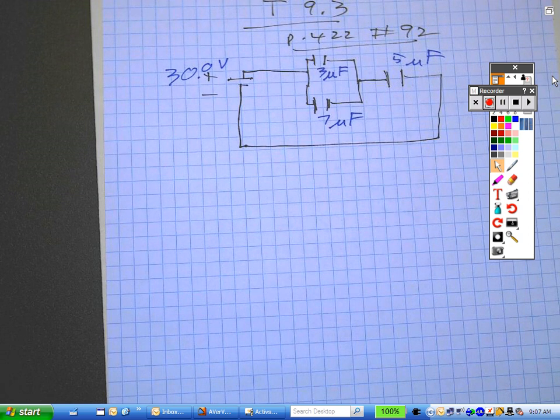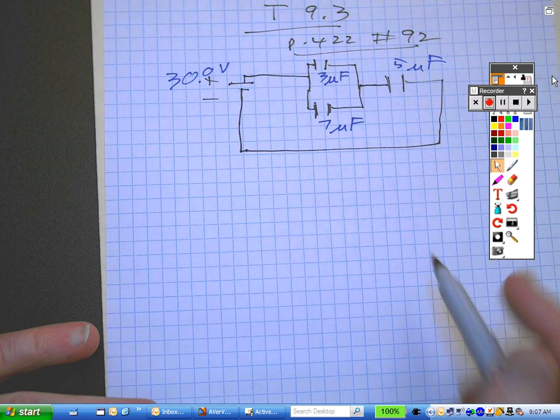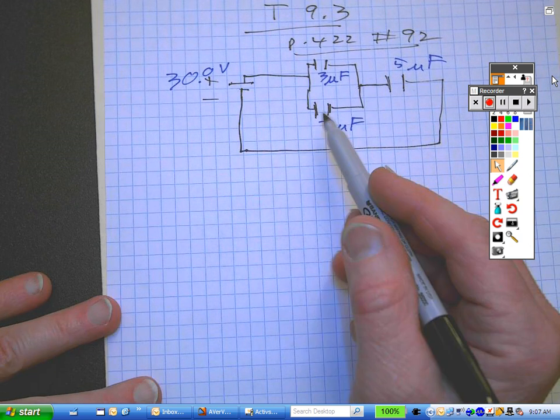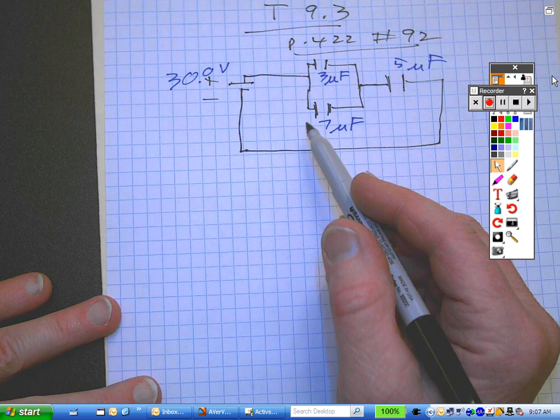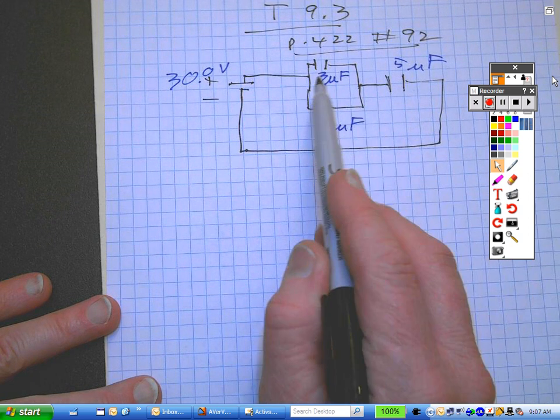Hey, AP Physics students. Let me give you a few hints about one textbook problem, and that's T9.3, number 92. This is our only problem that we'll be doing regarding capacitors. Capacitors are kind of exactly the opposite of resistors. In other words, we need to draw a diagram of this.